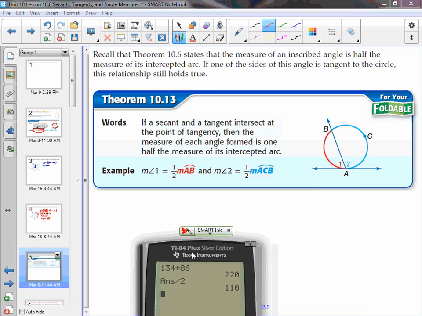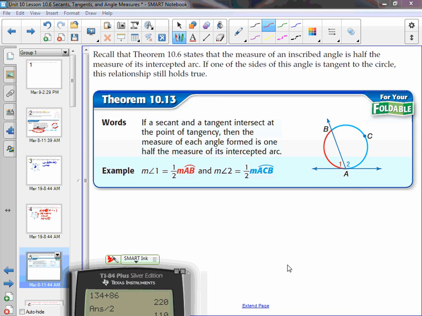All right, let's learn about our second situation that can come up with this learning target. It says, recall that Theorem 10.6 states that the measure of an inscribed angle is half the measure of its intercepted arc. Where's the vertex of an inscribed angle? On the circle or on the center of the circle? On the circle. When the vertex of that inscribed angle is on the circle, the measure of that angle is half the measure of the intercepted arc. Now, if one of the sides of this angle is tangent to the circle instead of being a chord of the circle, this relationship still holds.